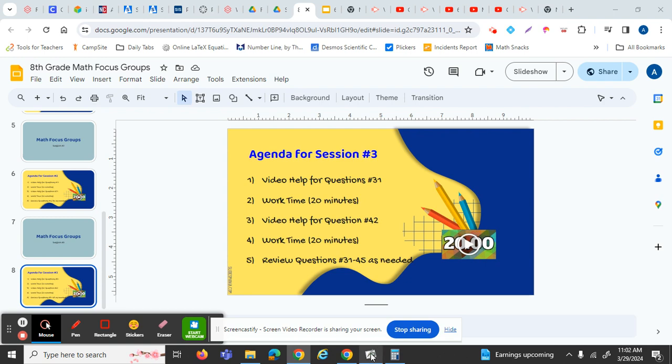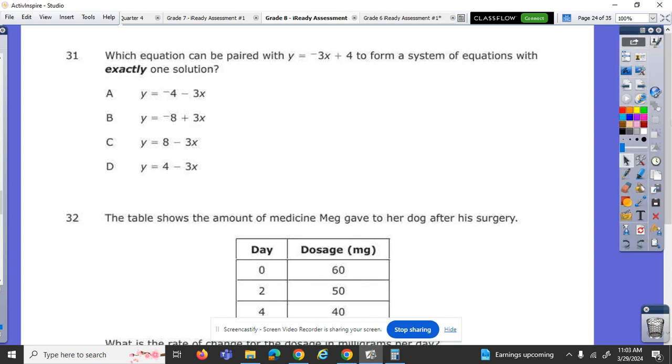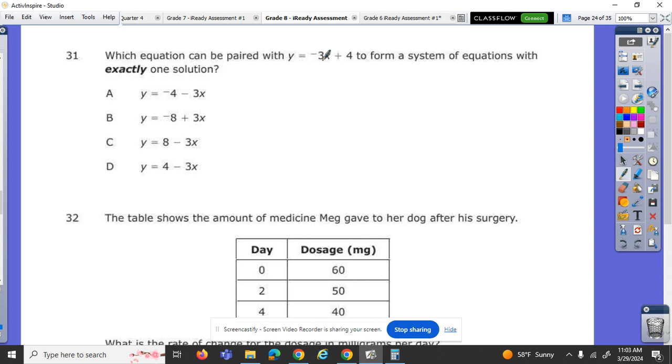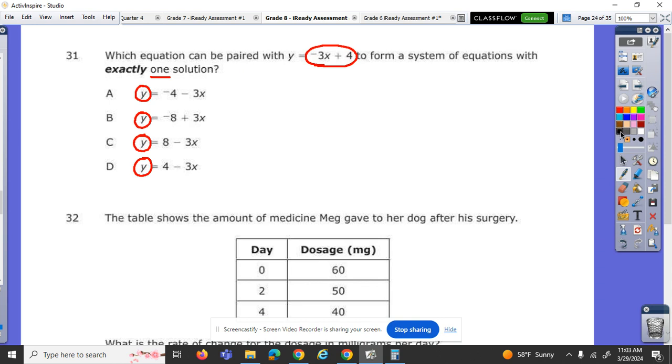All right, take a look at question 31 with me. It says: which equation can be paired with y equals negative 3x plus 4 to form a system of equations with exactly one solution. So we have 4 different choices, and we've got to make sure that we're thinking about putting this into these spots, and seeing which one forms an equation where there's only one solution. Remember, we've worked on equations that have one solution, no solutions, or infinitely many solutions. So this is where this question is pulling from.